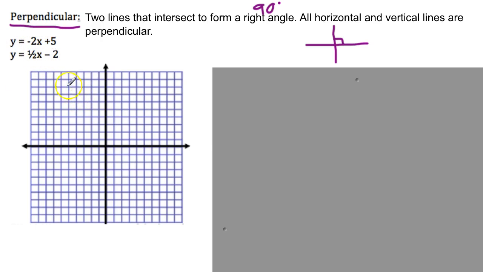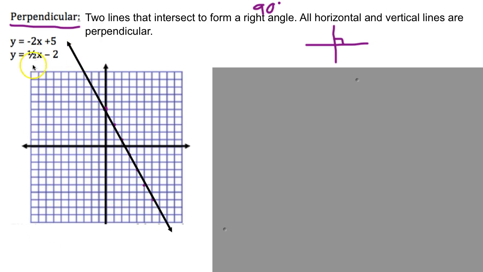So let me graph them for you. Y equals negative 2x plus 5. So the y-intercept is 5. 1, 2, 3, 4, 5. Bam, it's right there. The slope is negative 2. That means down 2 to the right 1. Down 2, right 1. I can go forever. I'm going to connect these with a line now. Now that is a beautiful line.